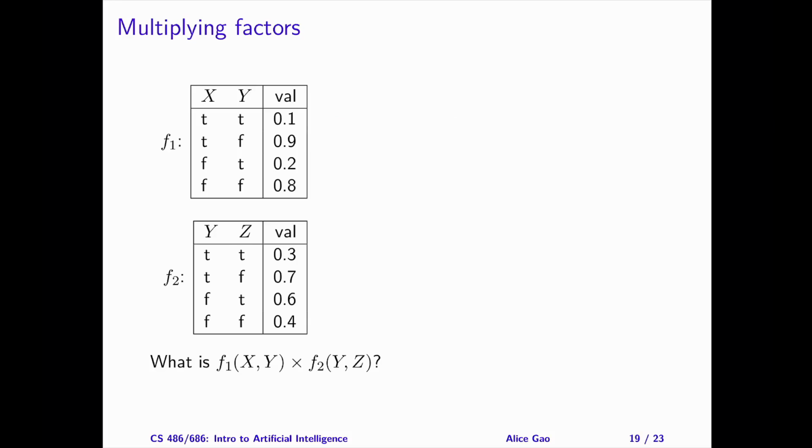Let's look at an example of multiply. We have two factors. f1 has the variables x and y. f2 has the variables y and z. Let's multiply them together. What variables are in the new factor? The new set of variables should be the union of the two sets. It should contain all three variables, x, y, and z. All three variables are binary, so the new factor has 8 rows. Let me fill in the values of the variables.